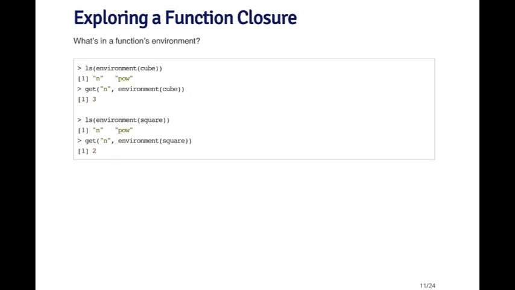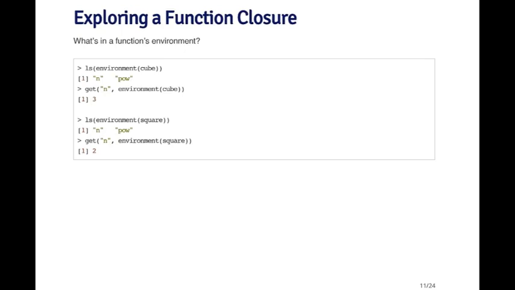So how do you know what's in a function's environment? You can look at the environment in which the function was defined by calling the ls function. So if I call ls on the environment for cube, you can see that inside the cube function's environment there's an object called n, and if I use get on n, you'll see that the value of n is equal to 3.